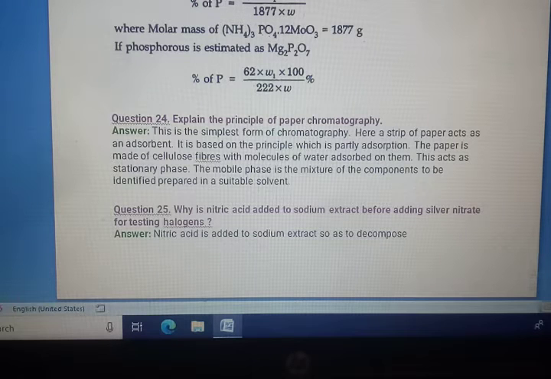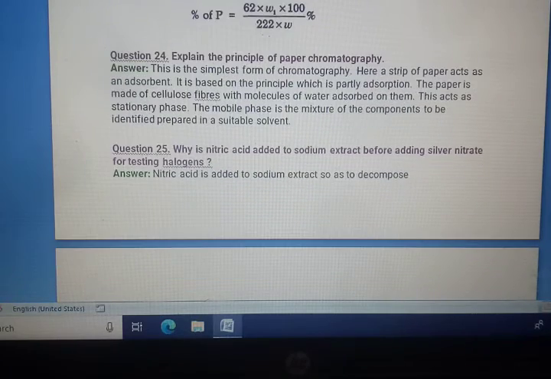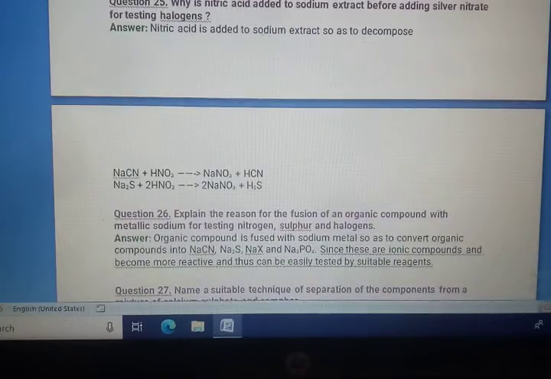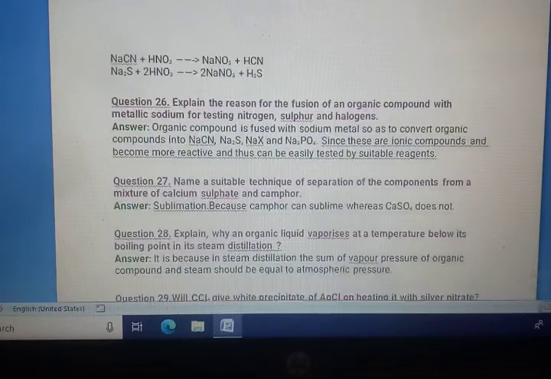Why is nitric acid added to the sodium extract before adding silver nitrate for testing halogens? Nitric acid is added to the sodium extract so as to decompose. You can see the reactions here. You must write the reaction. Don't forget to write the reactions.